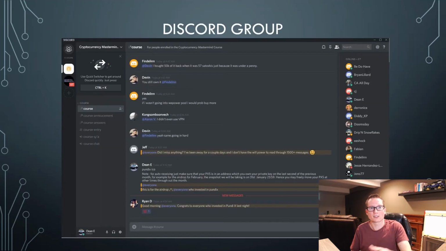So here's a look at what the Discord group looks like. I don't know if you guys are familiar with Discord. I'm sure some of you have never used it before. Before this cryptocurrency mastermind group, I didn't even know that this was an application. You can get this on iOS, Android, and PC, probably on Mac as well, I would imagine. And as you can see here, everyone's sharing what's going on and giving people advice, and also putting news in here as well.